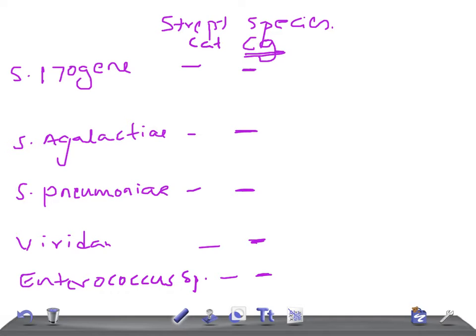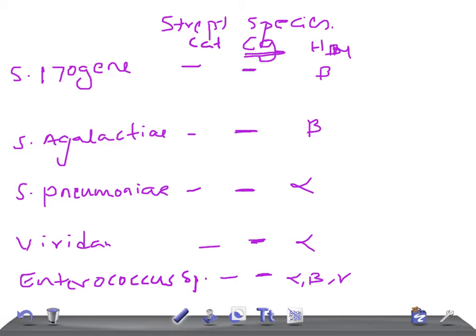So let's talk about the hemolysis. Strep pyogenes: alpha, beta, gamma? It's beta. Agalactiae, it's beta. Strep pneumoniae, a very important bacteria: alpha. Viridans, alpha. Enterococcus can be alpha, beta, or gamma. Excellent. Now we have so many common things in between, so let's differentiate that.